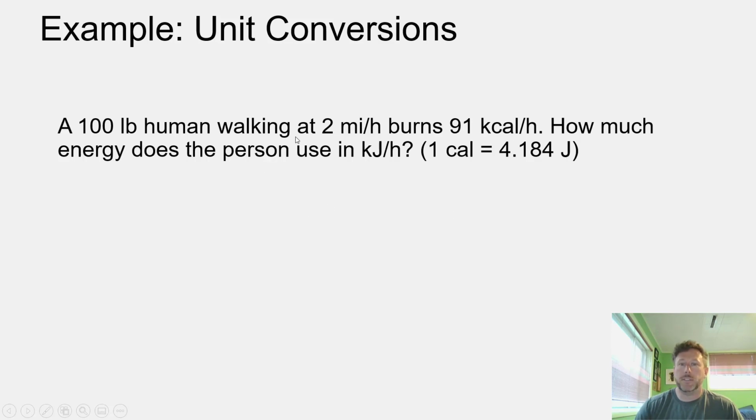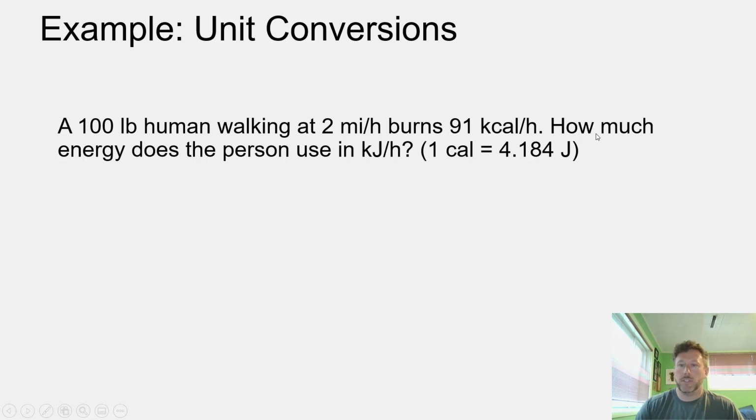All right, so a couple of things to notice about this problem. Notice that when you're given a rate type of measurement, like a human walks at 2 miles per hour, we can express this as a fraction where we could say 2 miles, the distance traveled, goes in the numerator of the measurement, and the time it took, 1 hour, goes in the denominator of the measurement. Same for the human burns 91 kcals per hour.